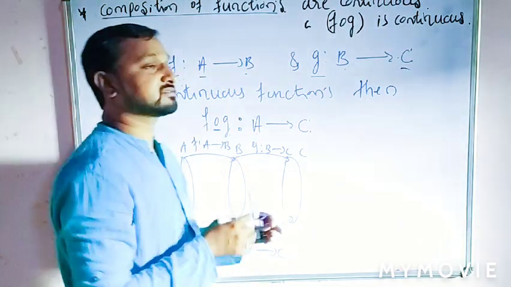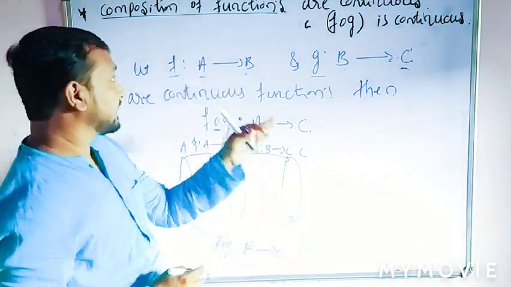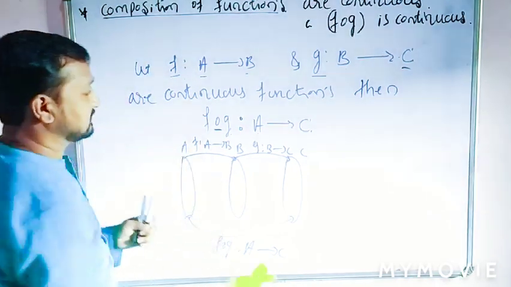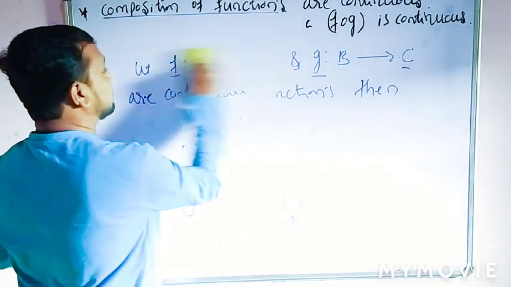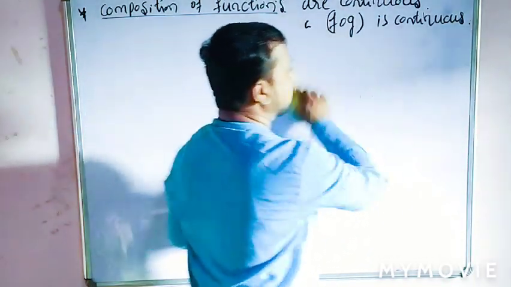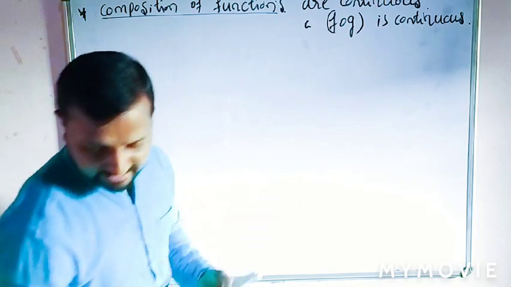The details of this you study in the relation and function chapter. Is that clear, students? This is some basic concept. Here the composition of a function is also continuous. Composition of functions is also continuous. So I can take one example.